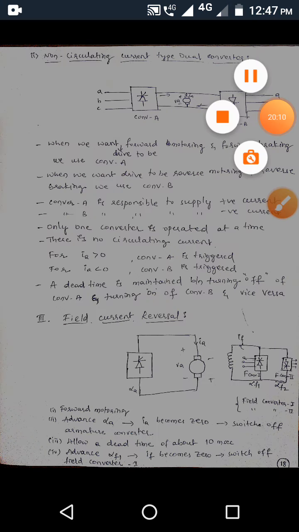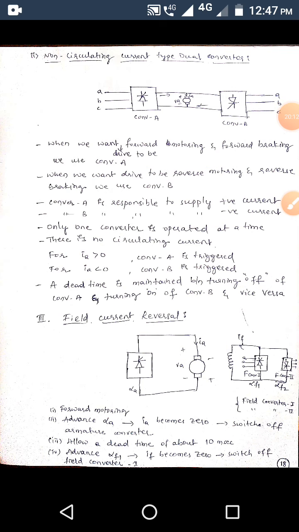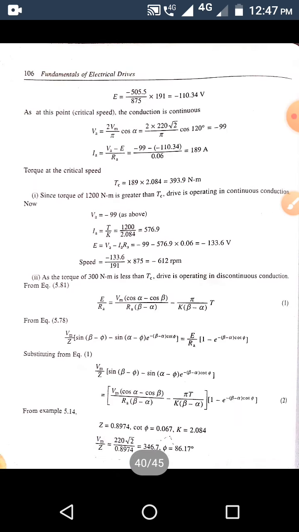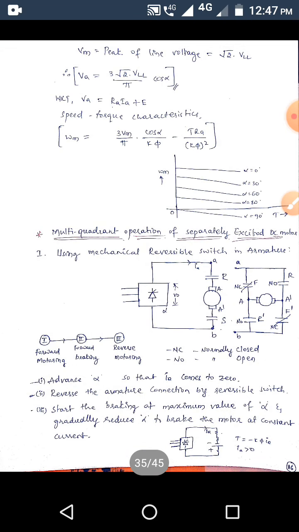So this is about the multi-quadrant operation of the separately excited DC motor.